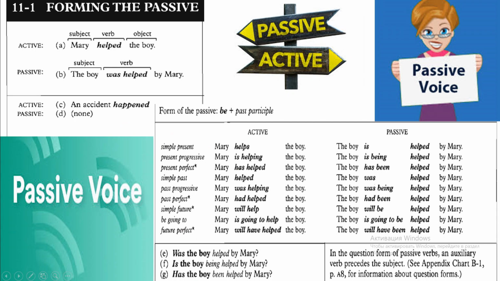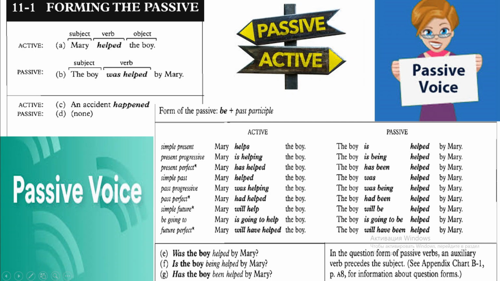So let's get started. Forming the passive. In the passive voice, the object of an active verb becomes the subject of the passive verb. You can see from this extract, the boy becomes the subject of the passive verb in be. Here it is.